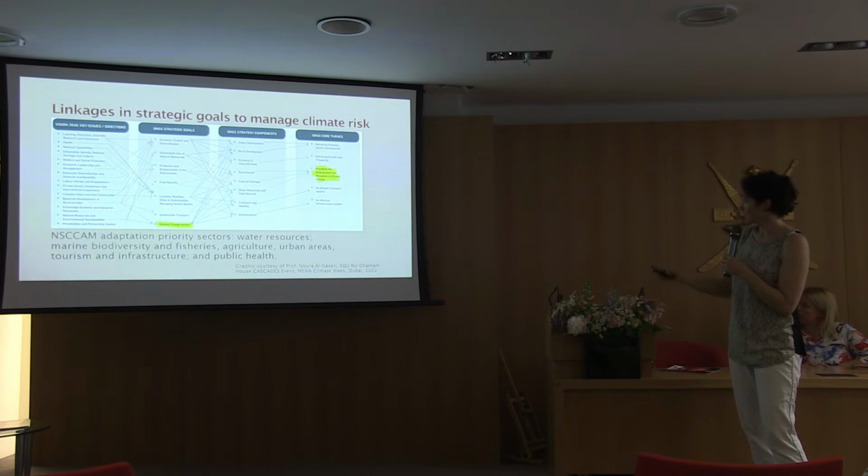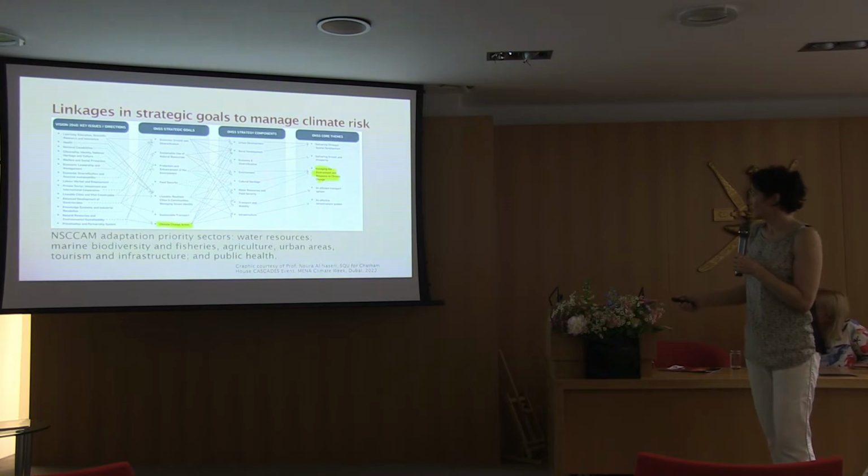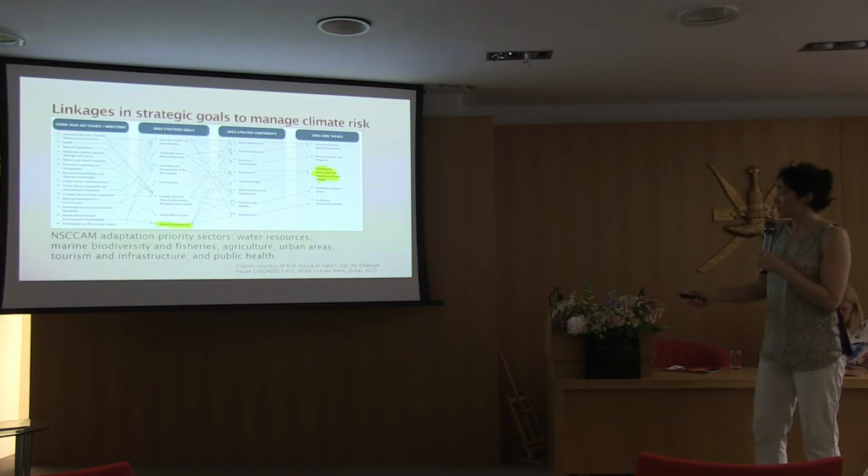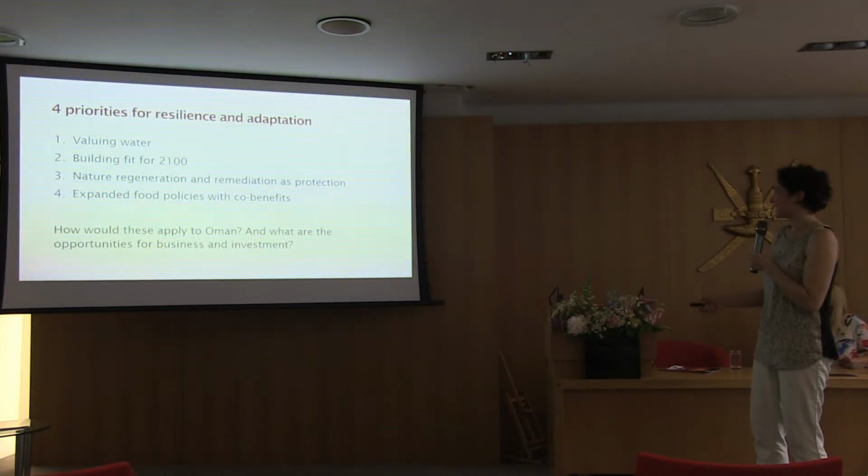So that's one of the slides that one of our participants, Noura Nasiri, used in her presentation, just to show how the strategic objectives of Vision 2040 and the spatial strategy are linked and kind of coordinate towards managing the environment and the response to climate change. Interestingly, the priority sectors are water resources, marine biodiversity and fisheries, agriculture, urban areas, tourism and infrastructure, and public health, so pretty much everything. And very much tied to diversification.